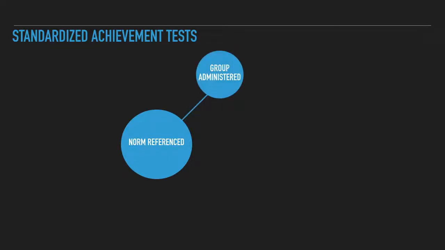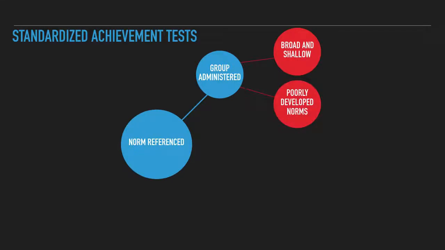These come in two flavors. There's a group administered test. The book didn't like these much. Broad and shallow tests, not much depth to them. And they tend to poorly develop norms, mostly because they do not include our students with disabilities in generating those norms. And they are often culturally biased.